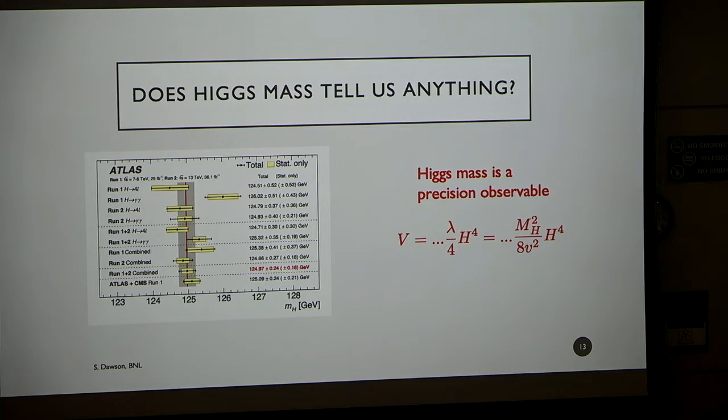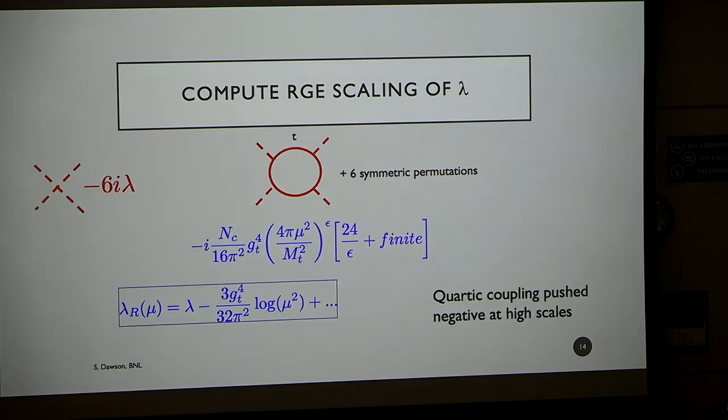The reason I wrote that down is because sometimes in the literature, people normalize this term differently. It doesn't matter how you normalize it. This is my definition of lambda. So we have lambda, and we know that lambda is really mh squared over 2v squared. Good. We know that in quantum field theories, everything runs, right? Nothing is fixed. So let's try to calculate how these couplings run.